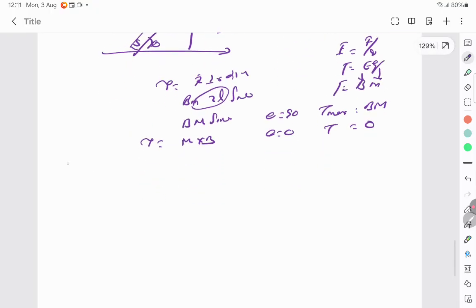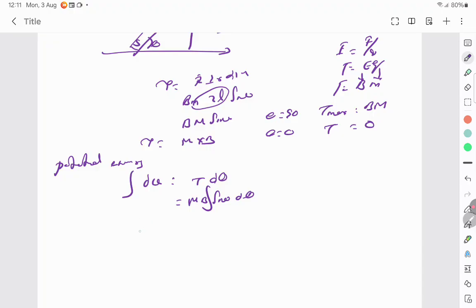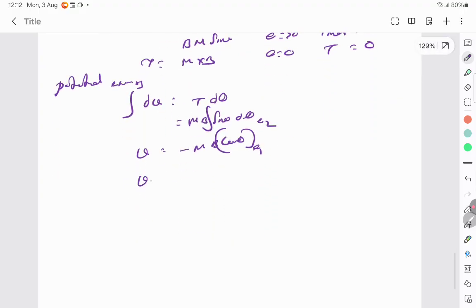So now we are going to do the potential energy derivation. Potential energy is nothing but torque into d theta is dU. Torque itself is mB sin theta d theta. I'm going to integrate sin theta and integrate the left hand side, you get minus mB cos theta integrated from theta 1 to theta 2. Upper limit minus lower limit is cos theta 2 minus cos theta 1.